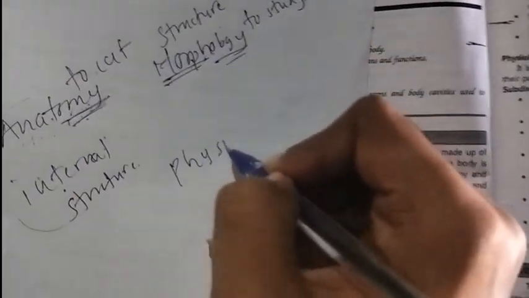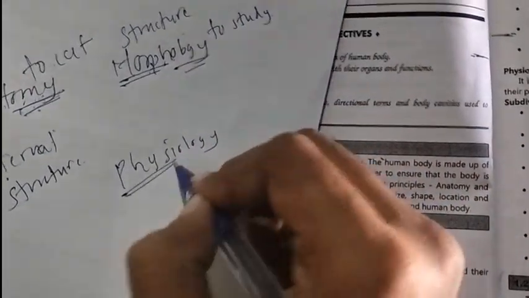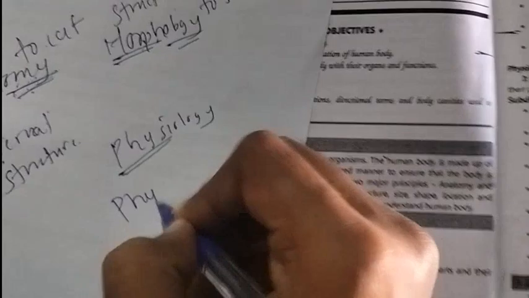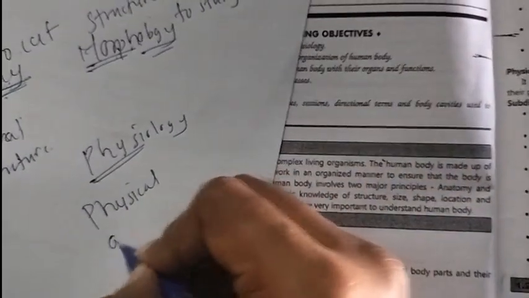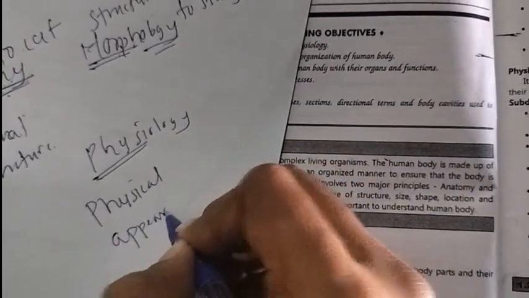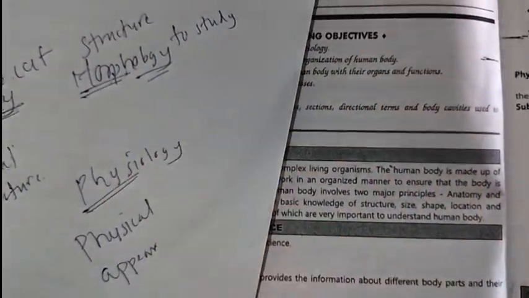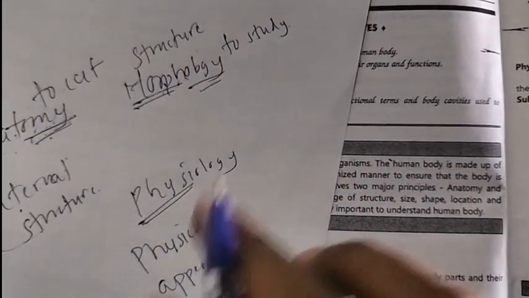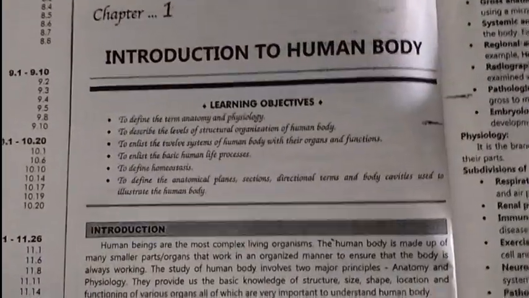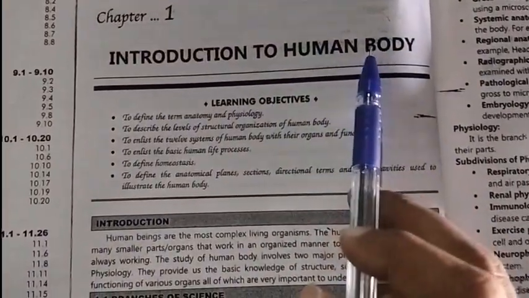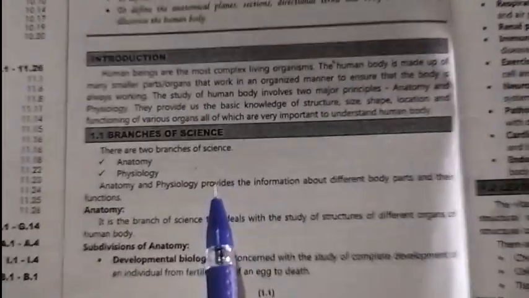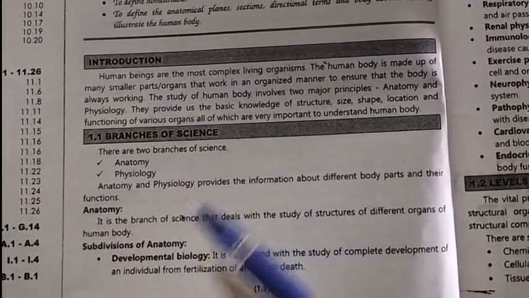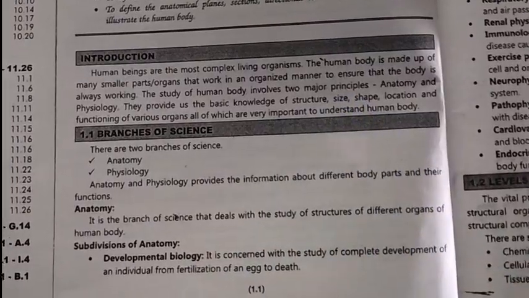Then what is physiology? As the word itself indicates, physiology, physical appearance, physical structures or appearance. We are going to study the physical structures of an organism, which is called physiology. In this chapter we study the human body, so that's why in physiology we are going to study the various 11 systems of the human body, how the human body forms.